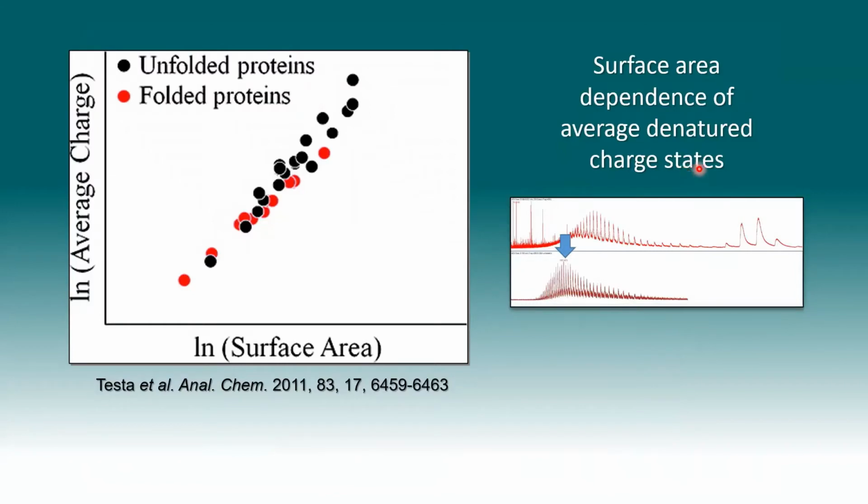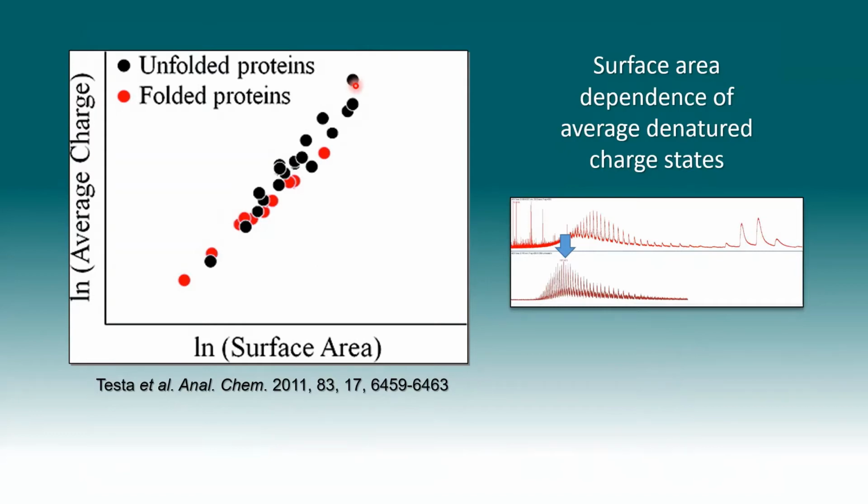So they took this measurement here, the average charge state for a denatured protein, and they plotted it against their calculation of the surface area, and there is an approximate relationship here with the black dots, but it's not massively convincing.